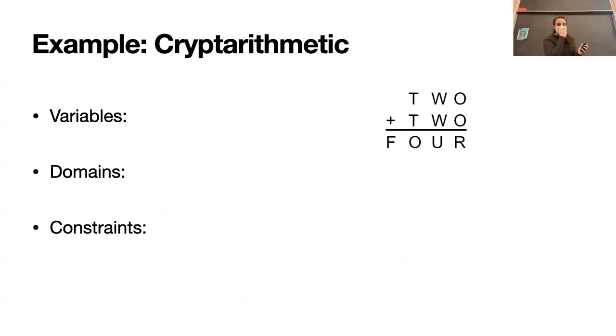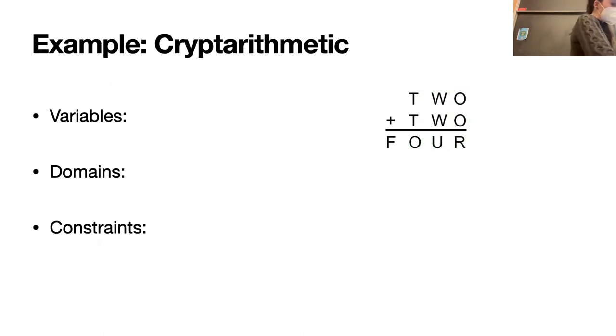So crypto arithmetic, they're like cryptograms. So basically, they're different types of ciphers. Essentially, what you're doing is assigning each letter to a different number. And then whatever number you assign, you basically set that to be the equation. Okay. So here, basically what we're saying is that O plus O equals R plus some carry, right? Same with W plus W and then T. And obviously there are some carries here. We're going to go through that. Okay.